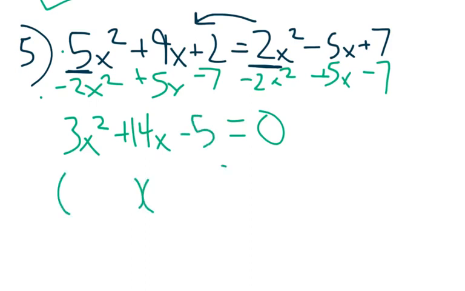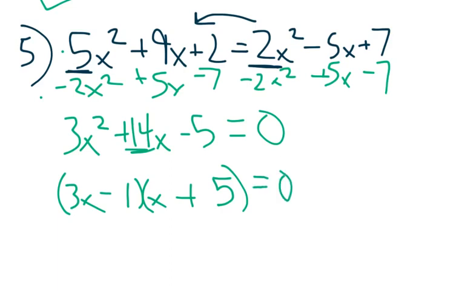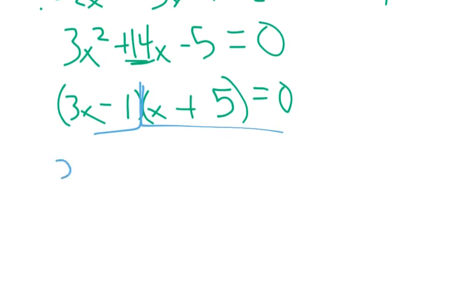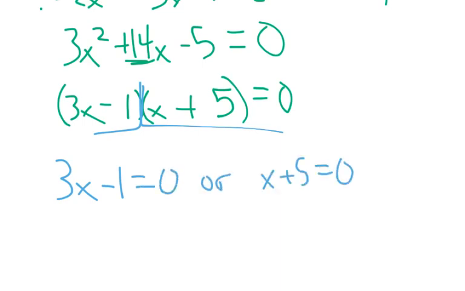Now I go to the factoring stage. 3x and x. And I look at my factors of 5. Those are 5 and 1. And based off of this 14, I think I'll have to have a 5 here and a 1 there. I want plus 5 minus 1. All of this equals 0. So now I make my two separate equations. And I get 3x minus 1 equals 0. Or x plus 5 equals 0.